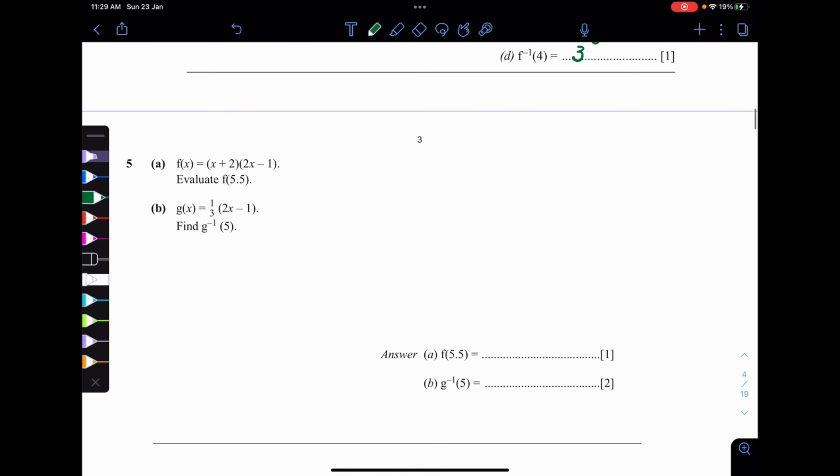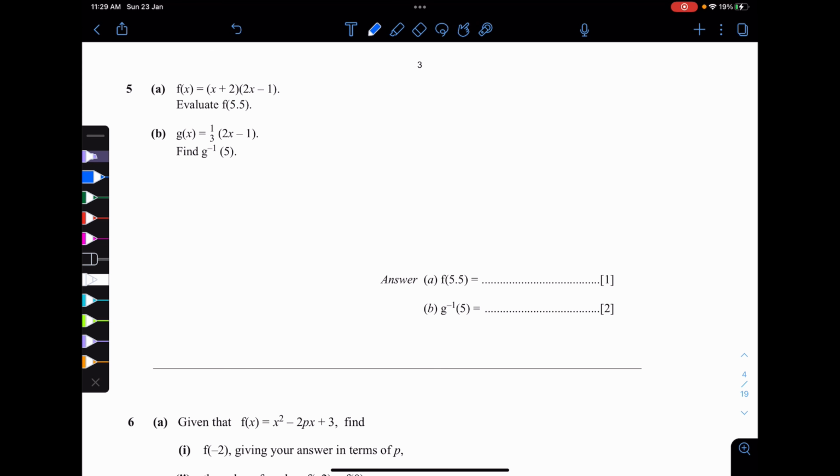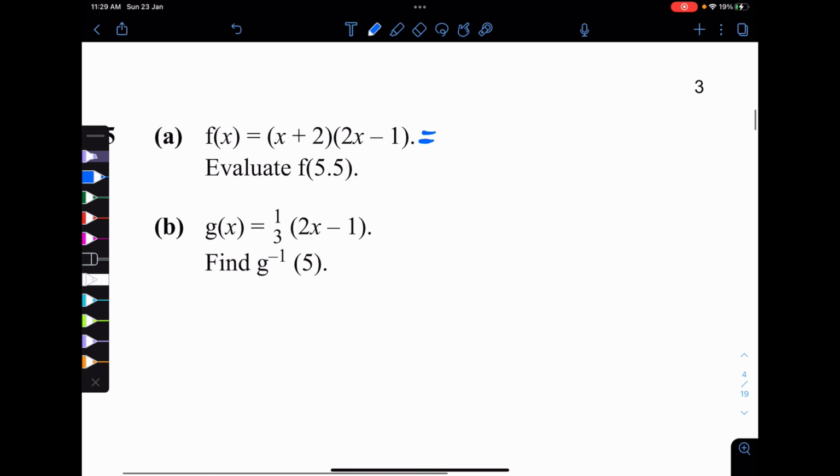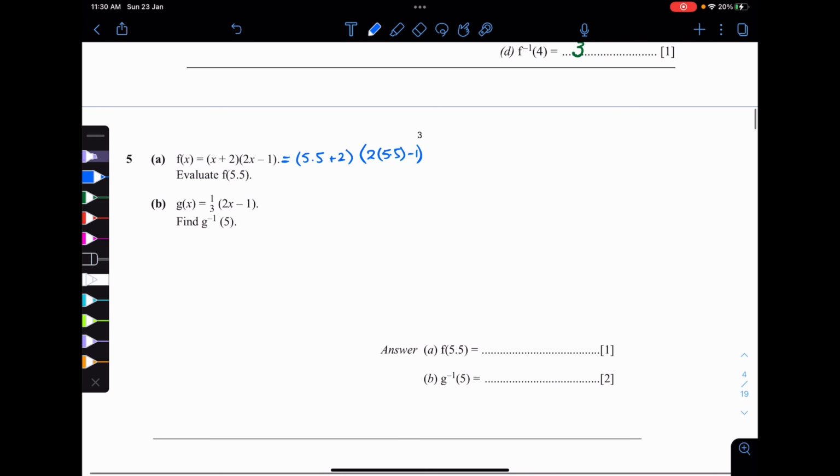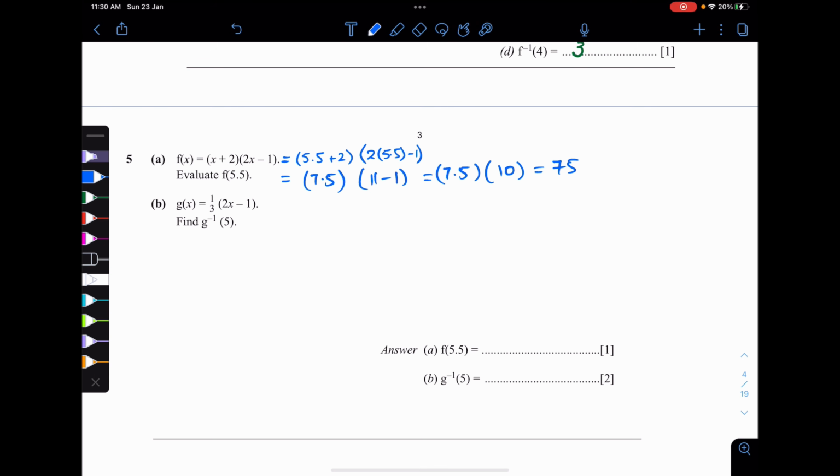All right, let's move to question number 5 quickly. Now, the first part is quite easy. Again, it's asking us to go to function f and put x equal to 5.5. So 5.5 plus 2, and 2 into 5.5 minus 1. So this will become 7.5, and this will become 11 minus 1. So this is 7.5 into 11 minus 1 is 10. The final answer is going to be 75.